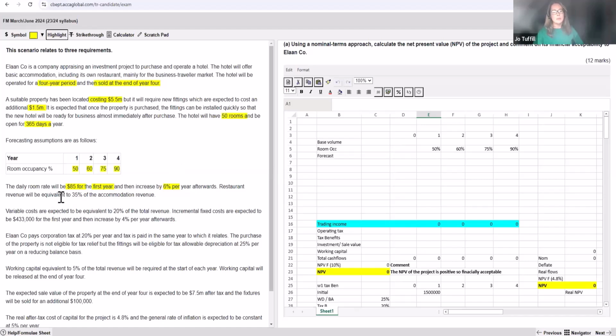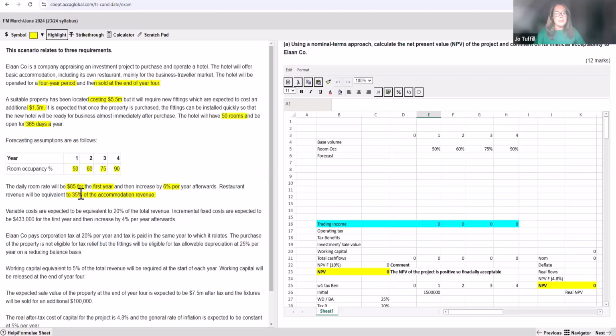Restaurant revenue will be equivalent to 35% of accommodation revenue. So again, we need to add restaurant revenue to the accommodation revenue. Now, really focus on this. If you get that first year wrong, do not stress when you come out of the exam, because there are loads of follow-through marks. You're just going to lose half a mark for that. Don't worry about it. But if you let that put you off the rest of the paper, then that's your problem. Just move on, and you will get follow-through marks if you put the first inflation as being 0 in the first year, effectively.